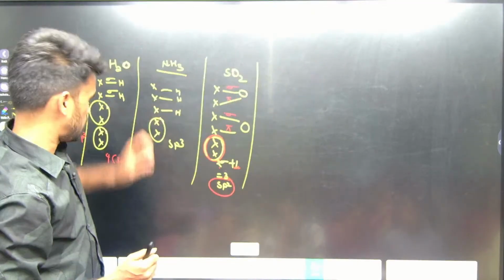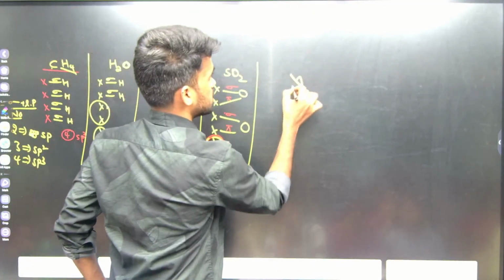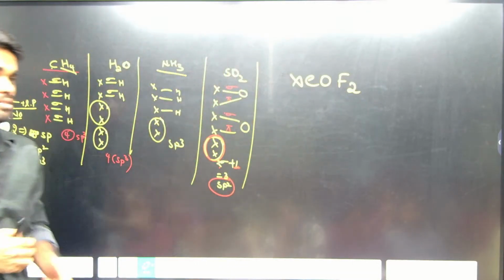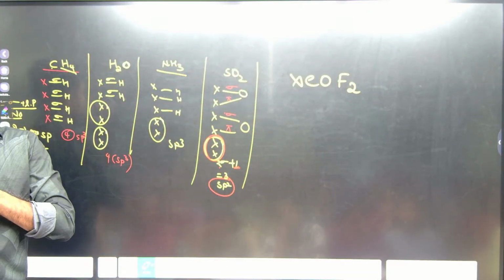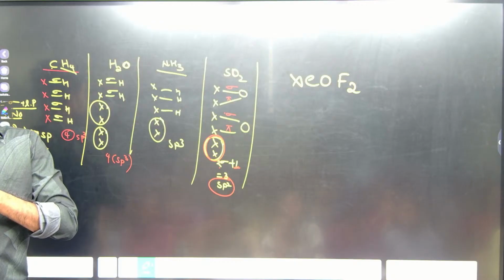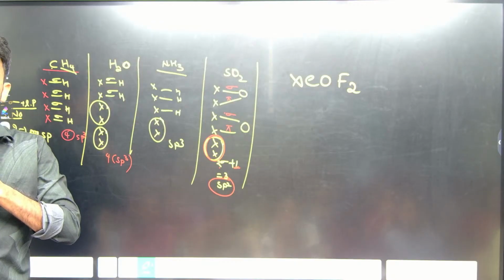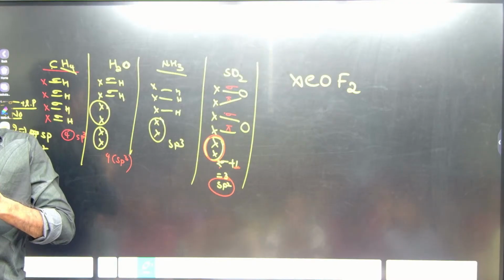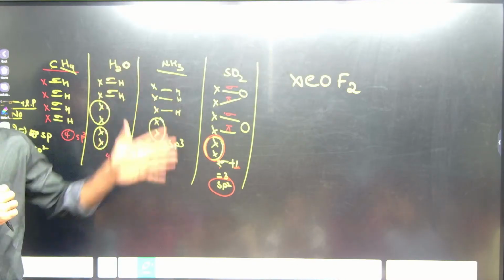Okay. Now tell me similarly for XeOF2. First, xenon, which group element? The 18th group. 18th group means how many valence electrons? 8. Put 8 dots first.